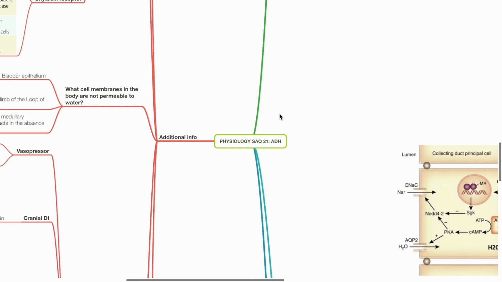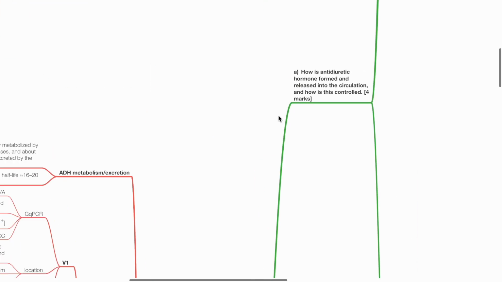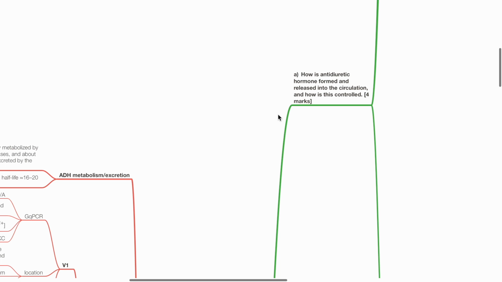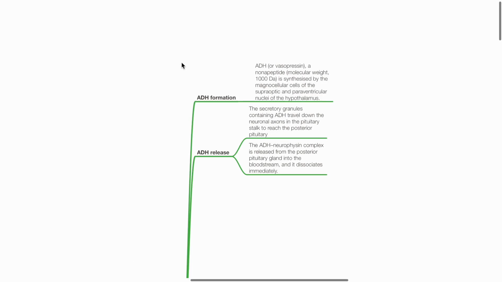Physiology SAQ 21: ADH. A. How is the antidiuretic hormone formed and released into the circulation, and how is this controlled? ADH formation. ADH, or vasopressin, is a nonapeptide with a molecular weight of 1000 daltons. It is synthesized by the magnocellular cells of the supraoptic and paraventricular nuclei of the hypothalamus.